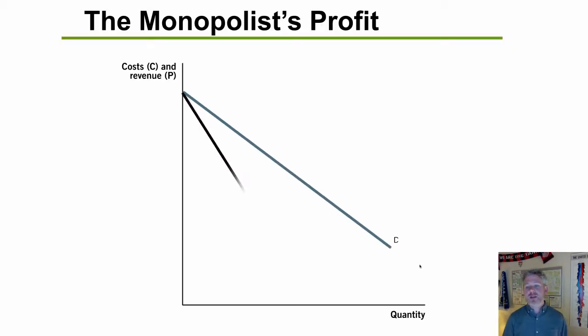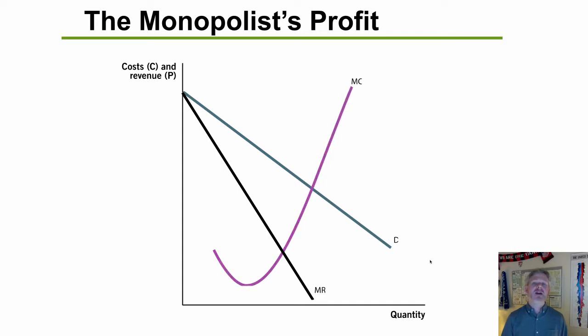So here's the market demand curve. Here is the marginal revenue. And here is the marginal cost curve for this particular firm and industry. The firm and industry are the same. So the firm still decides to produce where marginal revenue equals marginal cost. And there's average total cost.